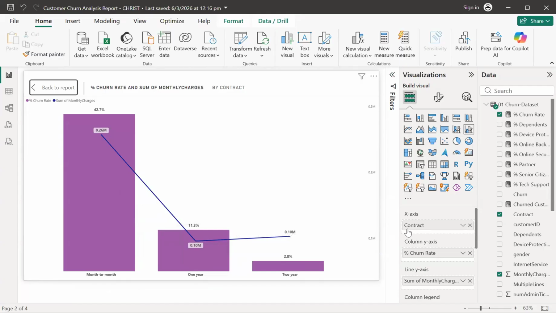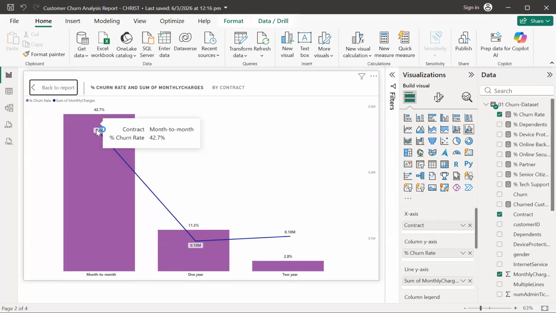On the x-axis, guys, we have taken the contract. On the y-axis, we have taken the monthly charges. And on the column y-axis, there's the churn rate. So this is the same chart which we analyzed earlier with the funnel one. Now with the same chart, I have tried to include the monthly charges.